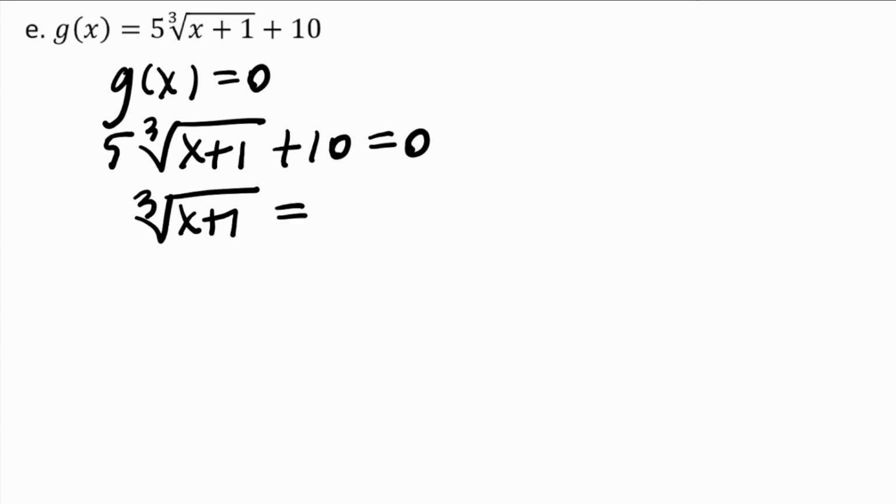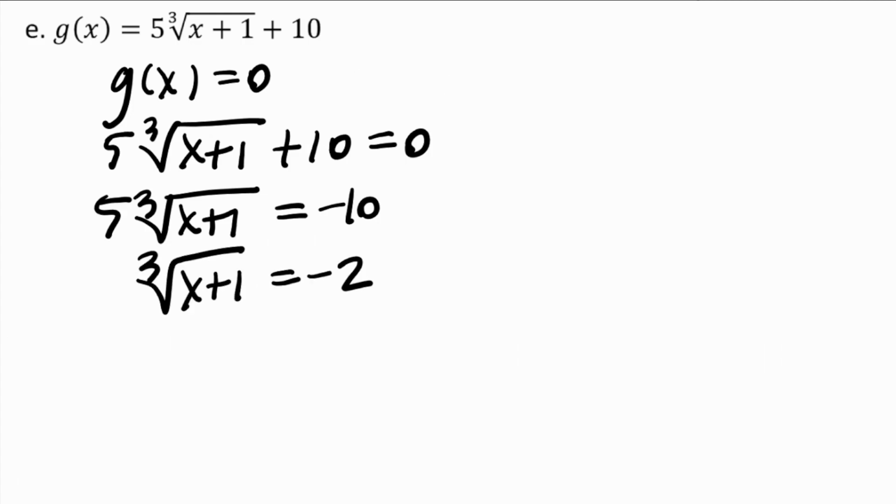It is negative 10. I'm going to divide by 5, and I get negative 2. Then I'm going to cube both sides. That means I will not really be needing to check my solution. And I'll get x equals negative 9 when I subtract 1 from both sides, and then that'll be my x-intercept.